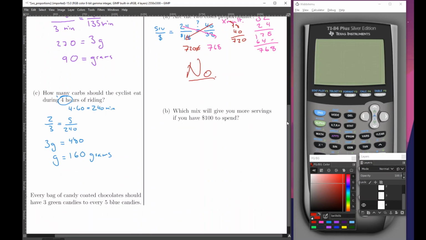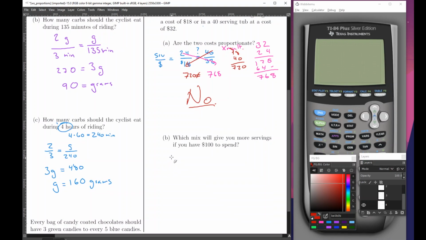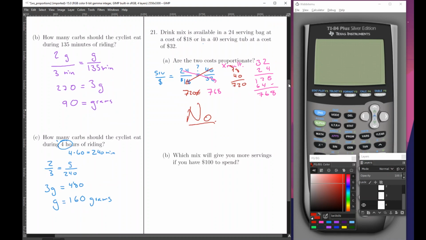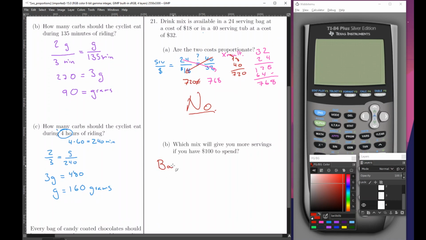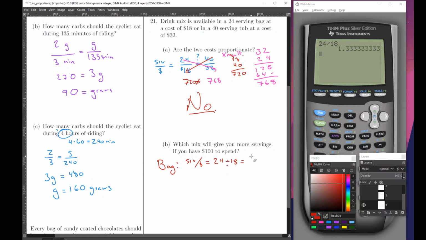Which mix will give you more servings if you have $100 to spend? And this is bag versus tub, right? Let's look at this bag first. Let's do servings per dollar is equal to 24 divided by 18, which is, I'm going to turn on the calculator. 24 divided by 18. It's what? 1 1/3? Yeah. 1.33 servings per dollar.